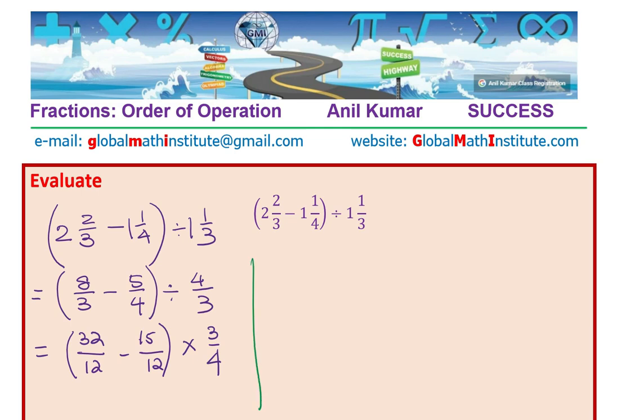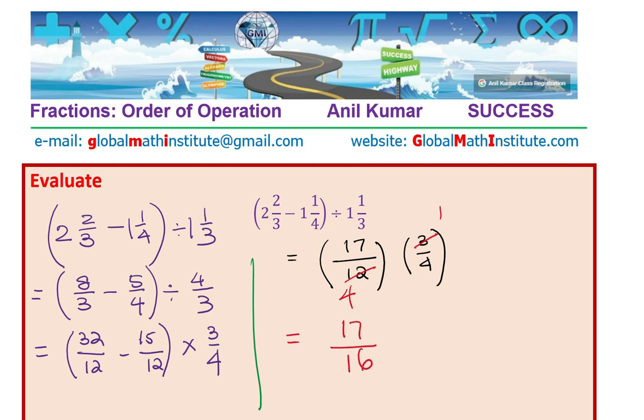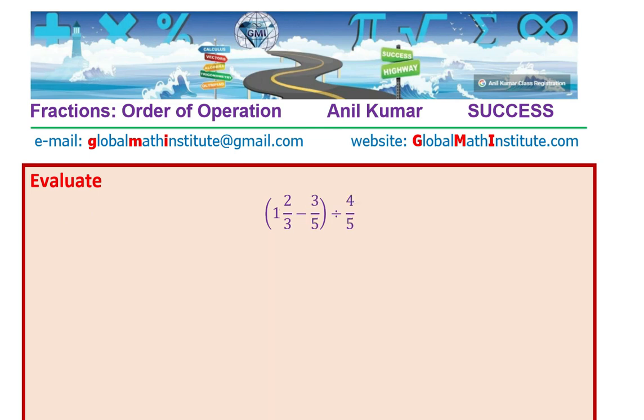Great. So let's continue. We can write this now as 32 minus 15. So what is 32 minus 15? Tell me. Denominator being 12. Denominator remains same, right? So 17 over 12 times 3 over 4. 3 can go into 12 four times, right? And therefore, we get our answer as 17 over 16 for this particular question. Make sense? Correct? Great.